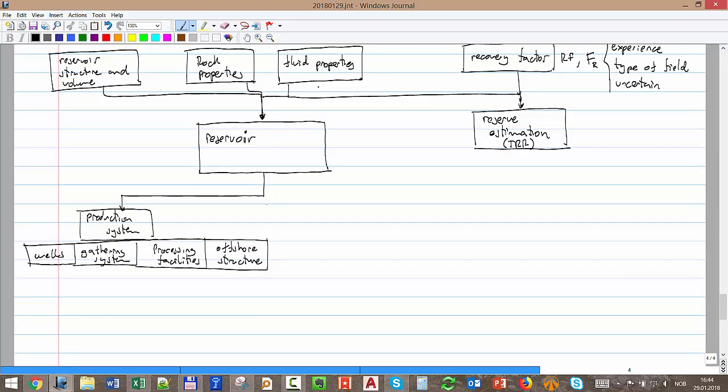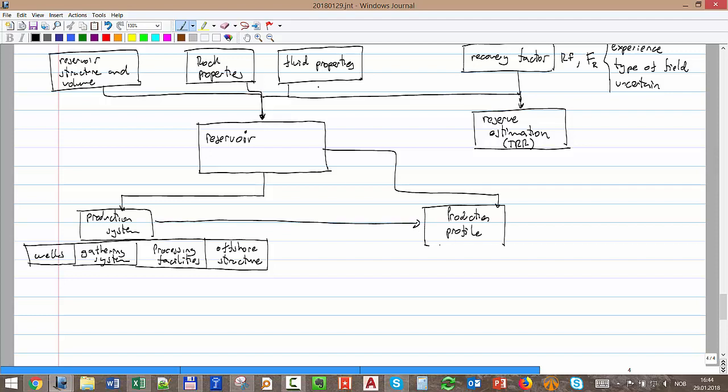That reservoir and, in a way, that production system, I use these two to find the production profile. That is defining how much I'm going to drain from the field at every point in time. Sometimes in early phases I don't consider that part at all, I just use the reservoir and neglect it. But of course it depends from case to case.